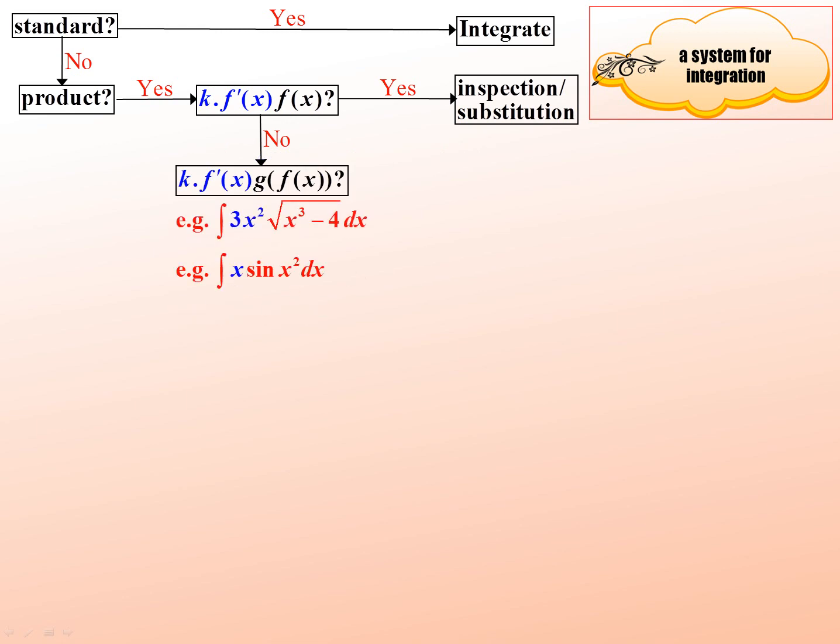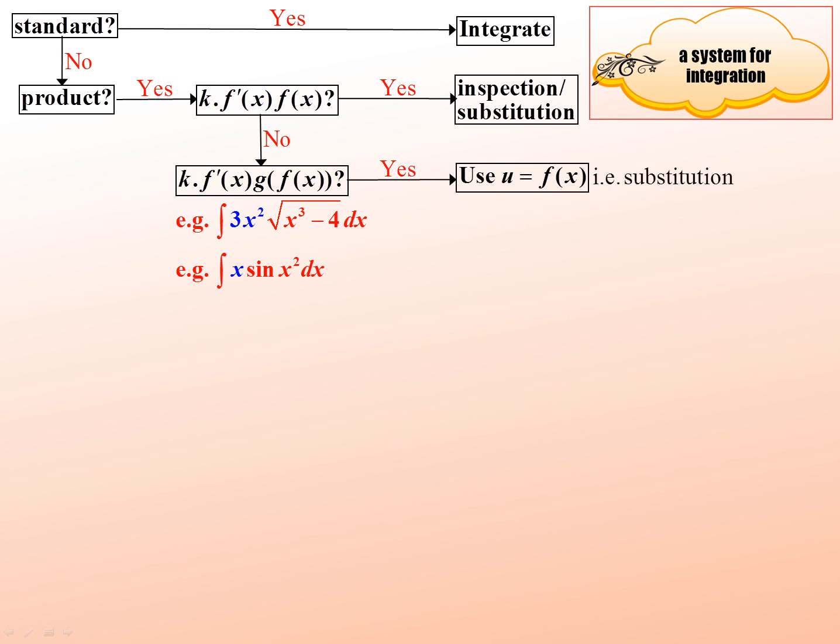If not, is it perhaps the product of a function of something times the derivative of that something? If you consider this first one, that's the square root of, and inside we have x cubed minus 4, and there's the derivative of x cubed minus 4. If you look at this one, there we have sine of x squared, and there is the derivative of x squared. Well, with a k, because that's half the derivative of x squared. But that's fine. So we're going to do those.